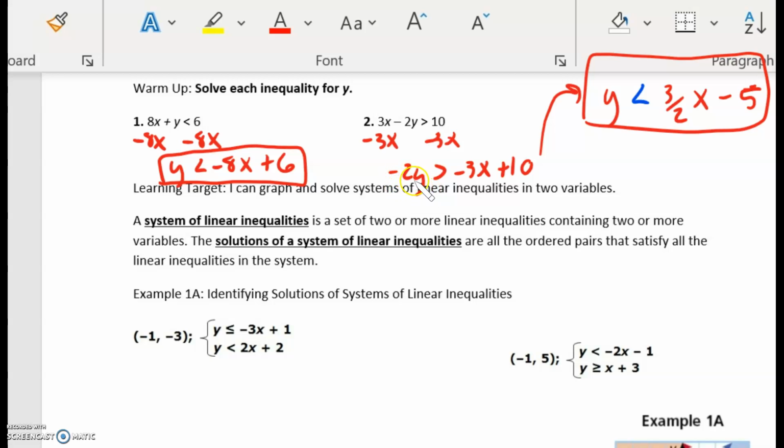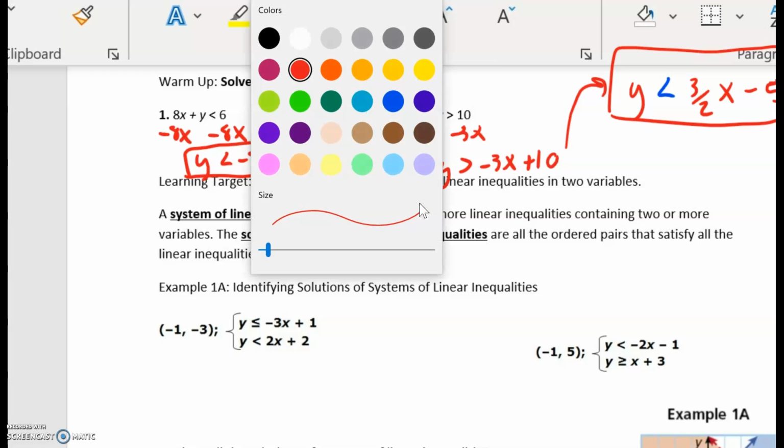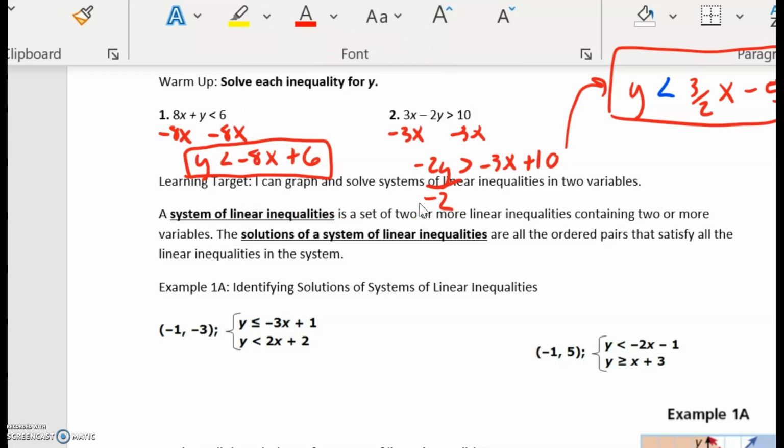And then I have this negative 2y, or this negative 2 in front of the y. So I need to divide both sides by negative 2 here. If I divide by negative 2, it looks like this. And when you divide by negative 2, the 2's eliminate, leaving you with the y. But one thing we talked about last week is when you divide by a negative, don't forget to flip the inequality. So notice my greater than went to a less than. And I now have a positive 3 halves x minus 5 on the other side.